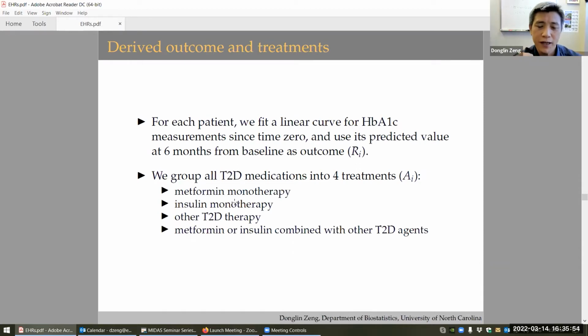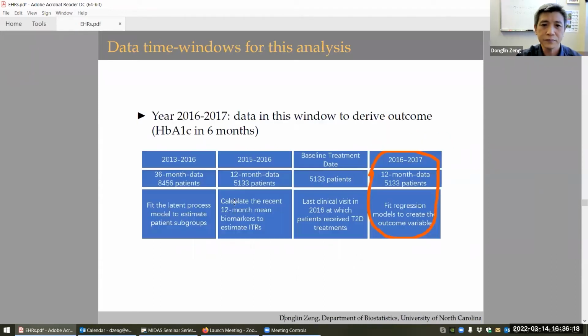I mentioned medications would be more than 100, but for this illustration, we only group them into 4. One is metformin, insulin, and another is mono type 2 diabetes therapy. The last group is more than one medication. And I mentioned another project we are doing now is to let the data tell us how to group this variable. But this is just based on clinically meaningful definitions.